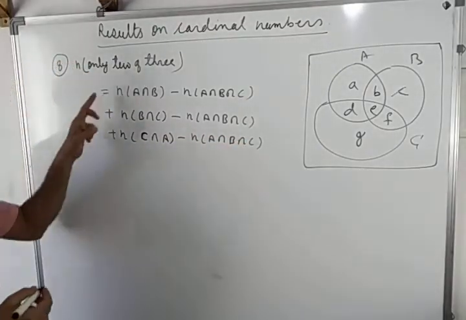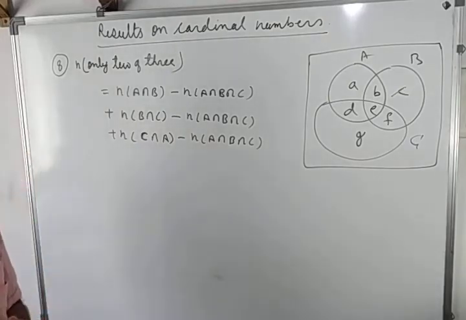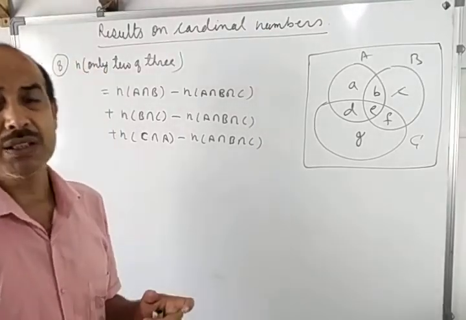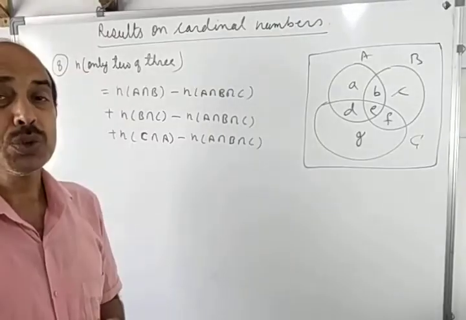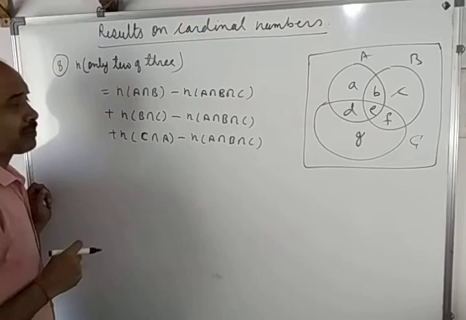So finally this will be the formula for only 2. The question may be asked like this, that how many players are playing exactly 2 games? Only 2 or exactly 2 will also be there.